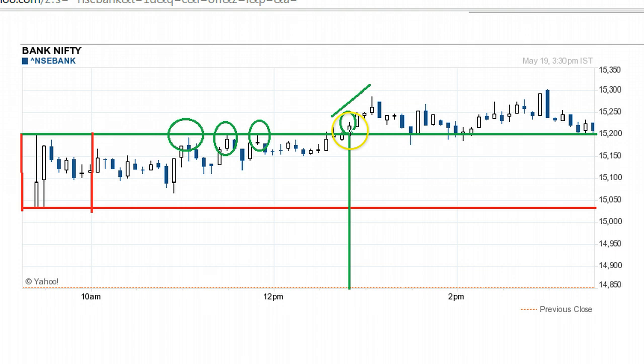And it does go about 60 to 70 points higher, so you could have booked profits of close to 40 points at least. You need not catch the entire 60-point range.